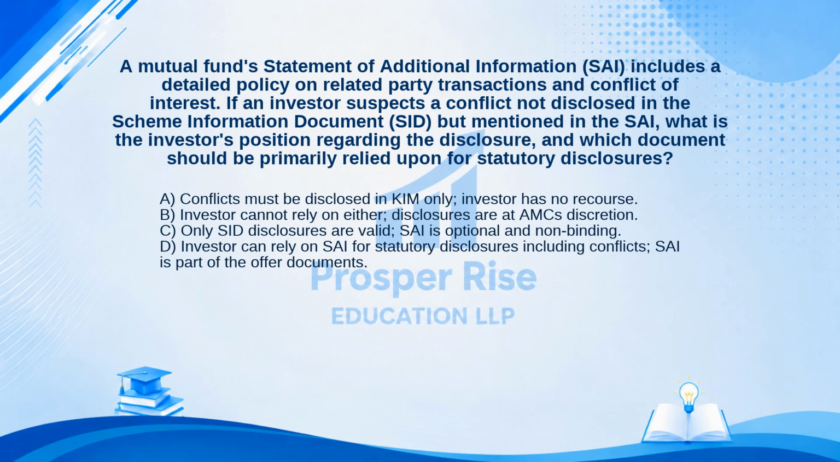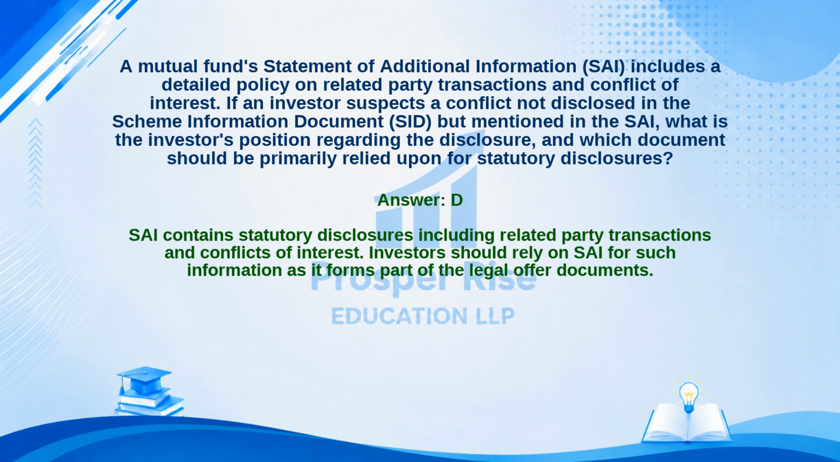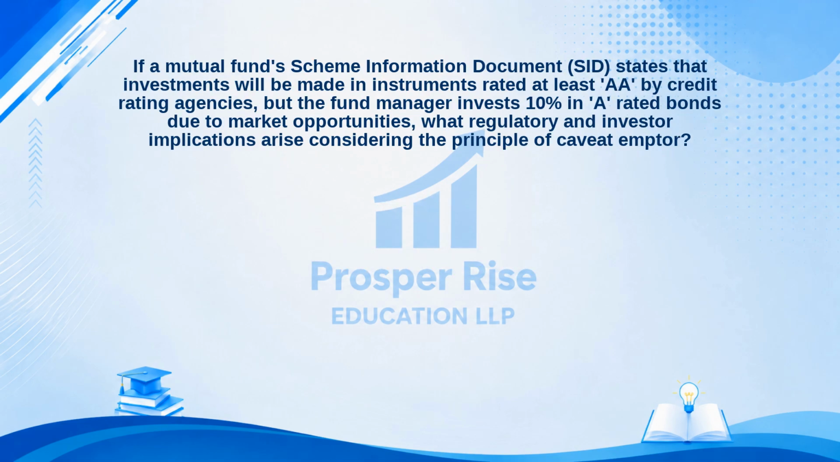The correct answer is option D. Let's see why. SAI contains statutory disclosures including related party transactions and conflicts of interest. Investors should rely on SAI for such information as it forms part of the legal offer documents. Moving on to the next one.